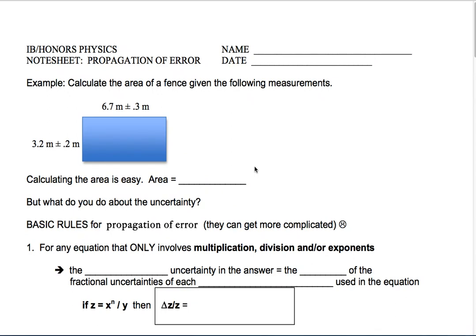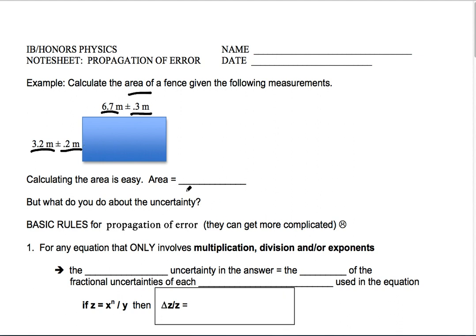Okay, so now that you got some background on error and uncertainty, let's go ahead and use it within some calculations. So let's say, for example, we are trying to figure out the area of the fence given the following measurement. So we have really four pieces of information. We have the 6.7 plus or minus the 0.3. So we have a length followed by an uncertainty in the length. And then also we have a width followed by the uncertainty in the width.